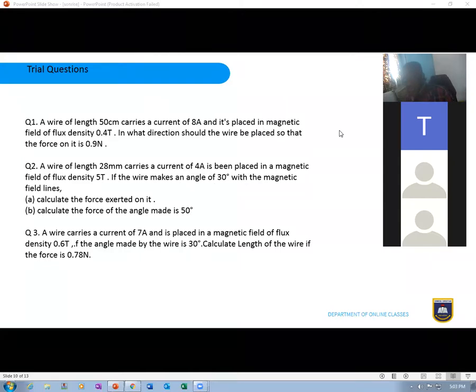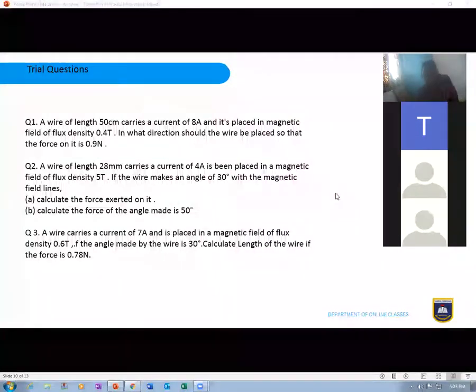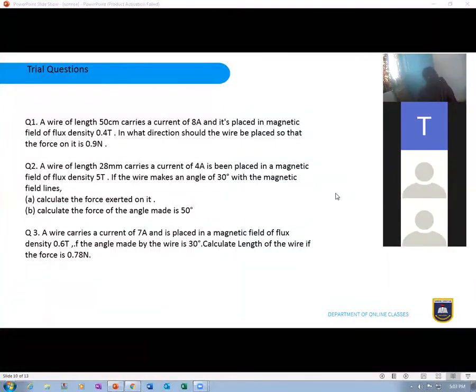Amadi, what was your answer? My answer is 0.28. Yes, that's the answer. Jasper, please, did you get the same thing? The answer? Yes, please. Okay, thank you. 0.28 Newton. Okay.